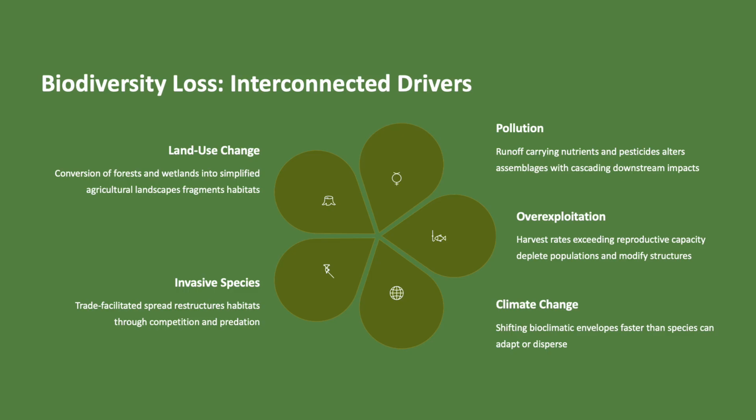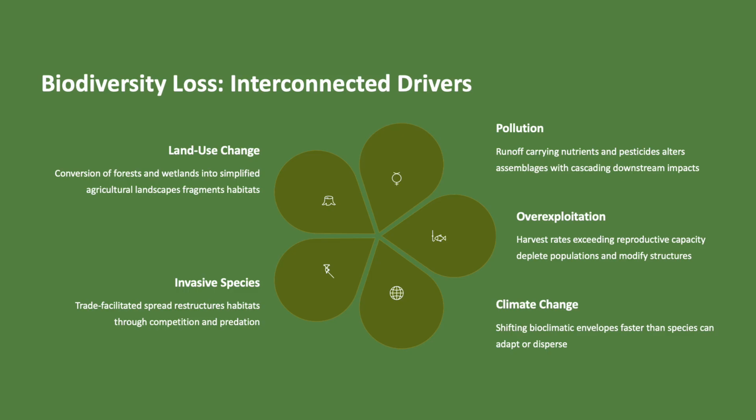The conversion of forests, wetlands, and natural habitats into agricultural fields, urban areas, and industrial zones fragments landscapes and reduces habitat availability. Fragmentation isolates populations, limits genetic exchange, and diminishes ecosystem connectivity. Simplified landscapes cannot support the same diversity of species as complex natural environments, and once habitats are altered, recovery becomes increasingly difficult. Pollution contributes significantly to biodiversity decline.